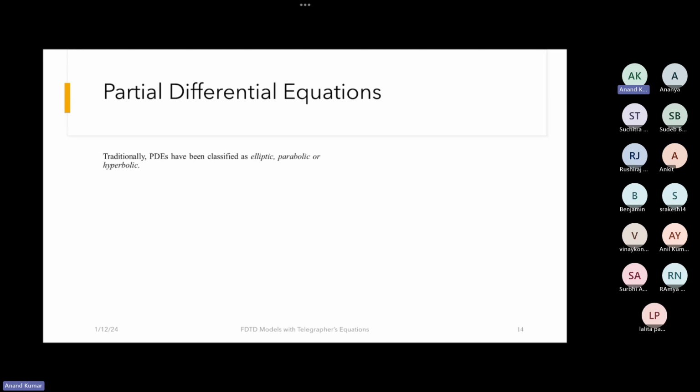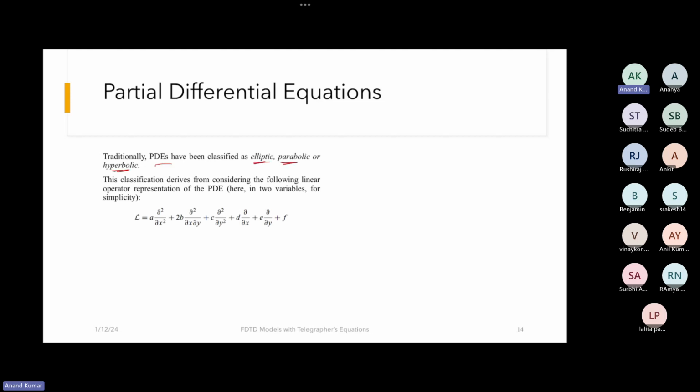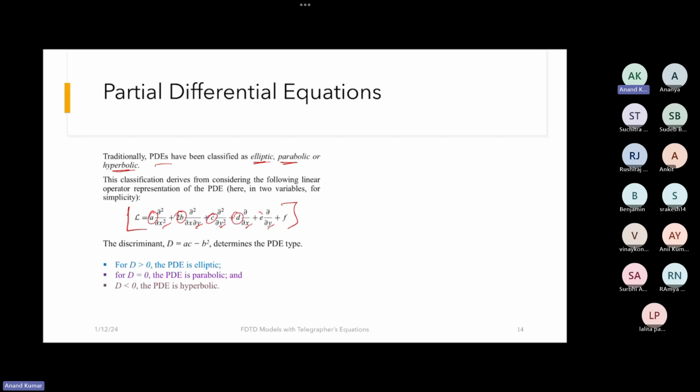So these are some introductions from mathematics. Traditionally, partial differential equations are classified into elliptic, parabolic, and hyperbolic. This is a generalized form of the partial differential equation where you have the dependent variables x and y, and they could be in 3 dimensions as well, and you have your coefficients. Based on these coefficient values you find your discriminant, and the discriminant value tells you whether the partial differential equation is parabolic, elliptic, or hyperbolic.